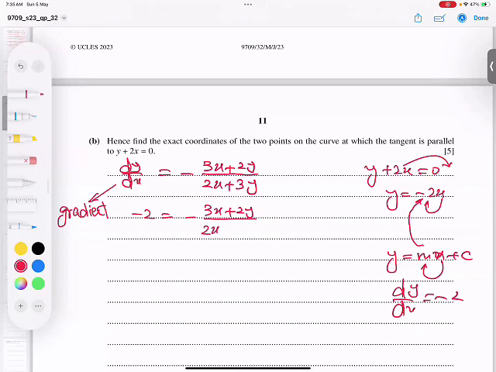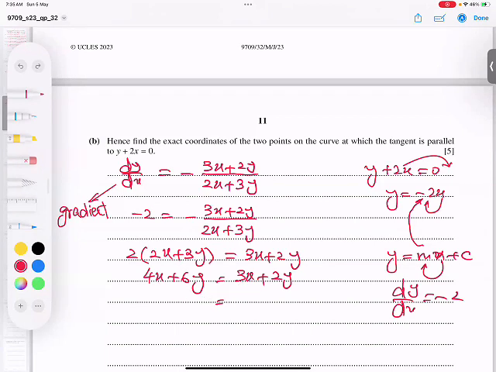So 2x plus 3y, the negatives cancel. Then I do the cross multiply. 2 times 2 is 4x, 6y. So 3x, 2y. If I bring this 3x here, I will get a single x, and it goes there. I get -4y.